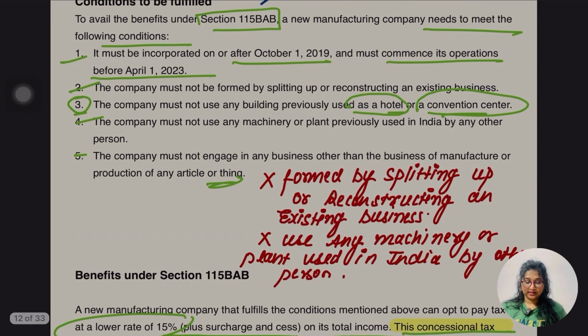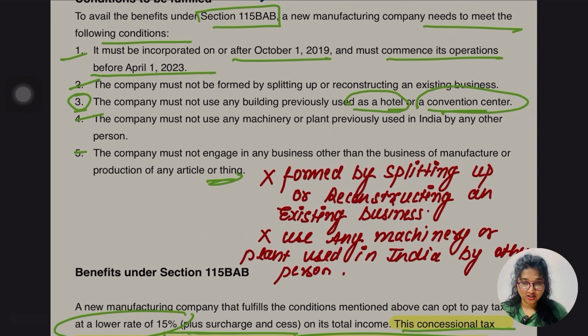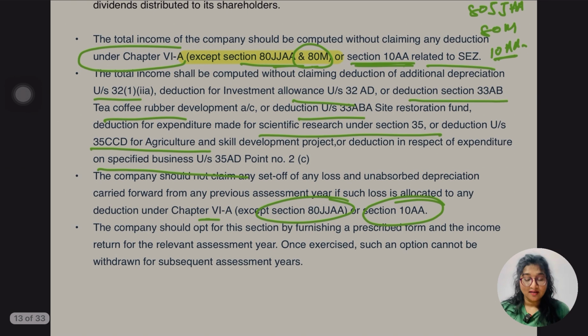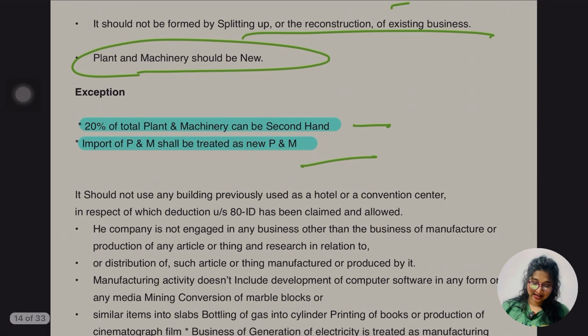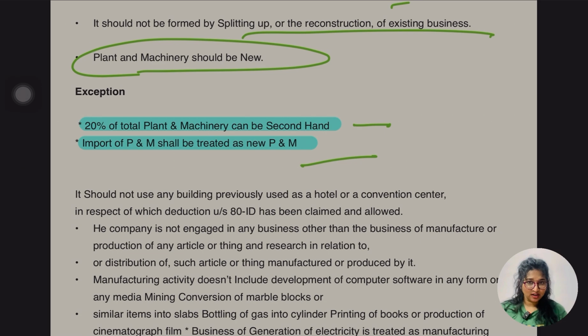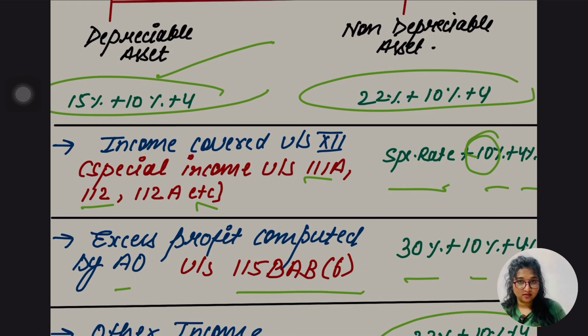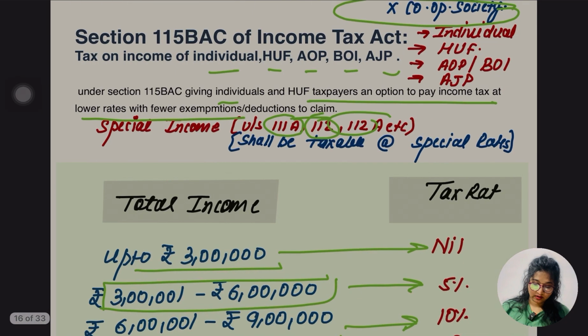Okay, and not existing, machinery, hotel, and production and related to that. 15% for how many years, 10 years. They cannot be withdrawn once it is accepted, adopted and implemented. The exceptions were 80JJAA, 80M and one more, 10AA, which is related to SEZ. Hope this is also clear. And the exception, we know the plant and machinery, 20%, and if it is from outside India, in that case yes, it would be applied as new plant and machinery. So these are the sections, other rates for them, for this section.